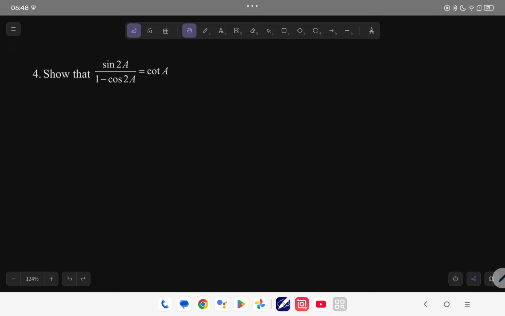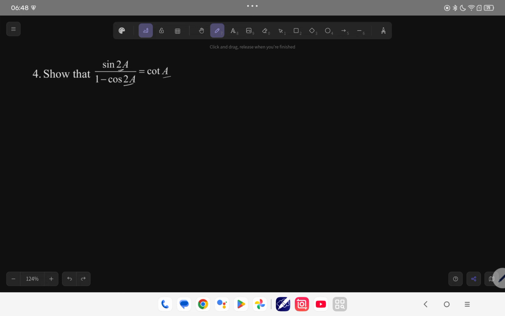Question number 4 says show, it's a proof, it's good. Show that sine 2a out of 1 minus cos 2a is cot a. On the left, we have double angles. On the right, we have half of 2a, which is a. So we are going to express this sine 2a and this cos 2a in terms of the singular angles, then we simplify. However, there is a catch here.